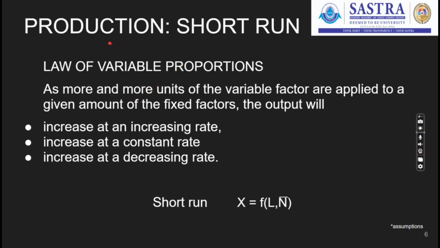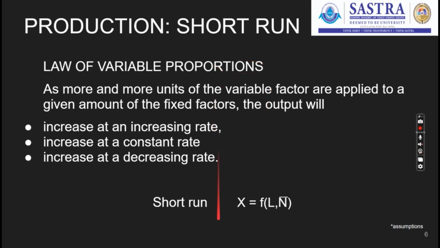So the next topic is production in short run. Production in short run follows the law of variable proportions. And this law states that as more and more units of the variable factor are applied to a given amount of the fixed factors, the output will first increase at an increasing rate, and then increase at a constant rate, and then increase at a decreasing rate.